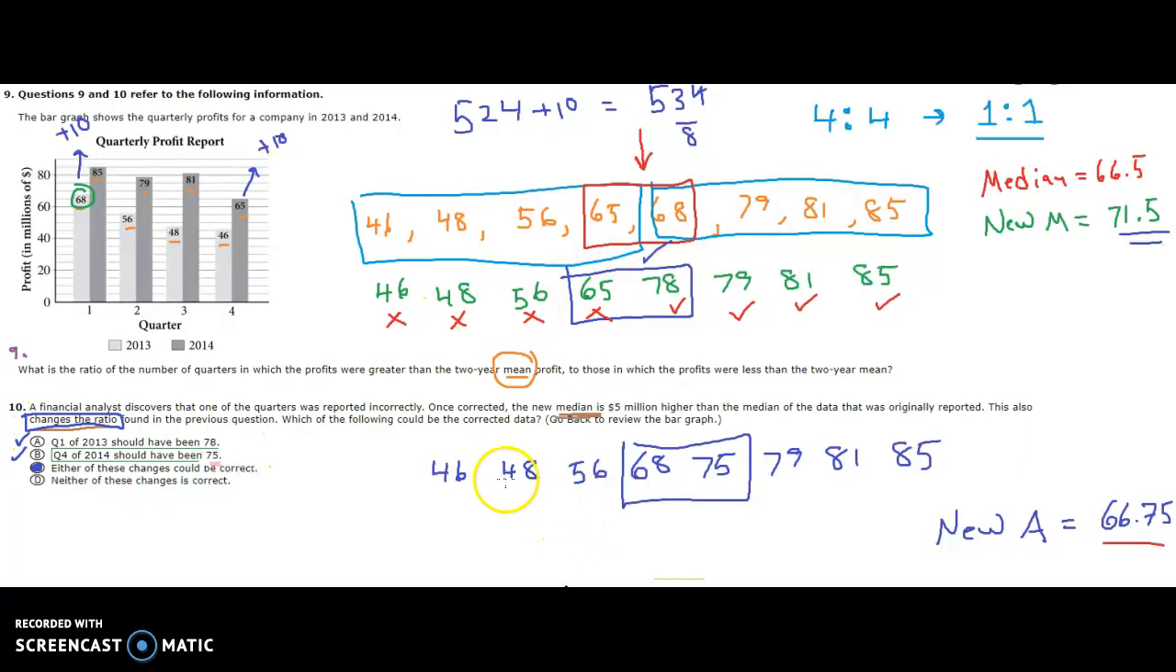So that can't be right, but let's look at this one. How many of these are below 66.75 and how many are above? Well, that's below, below, below, above, above, above, above, above. This one has a ratio of 5 above to 3 below. Hence, it changes the ratio. It's no longer 1 to 1. It's not equal above and below. Now it's more above compared to below. So our answer choice has to be B.